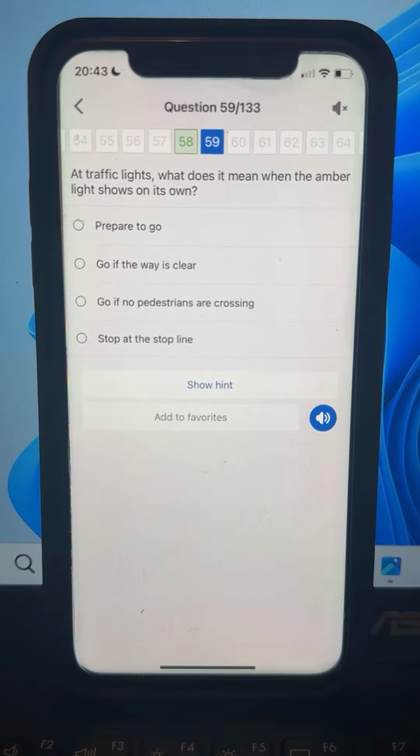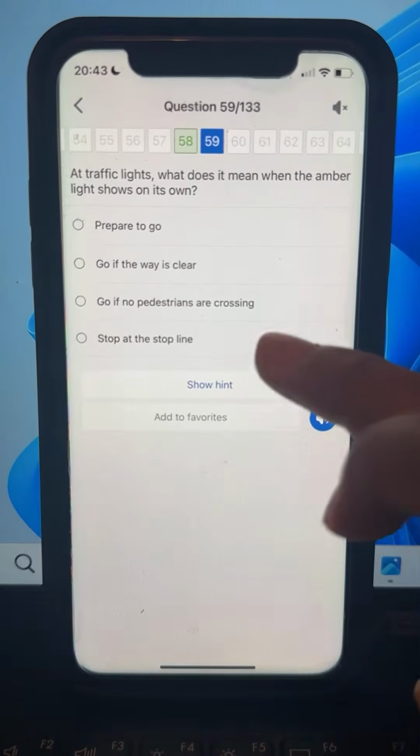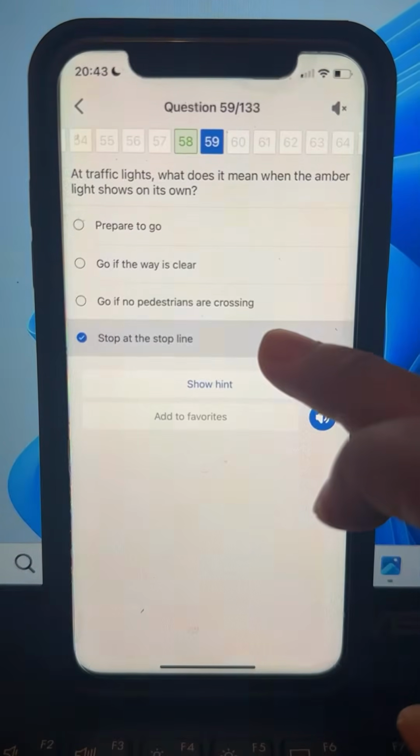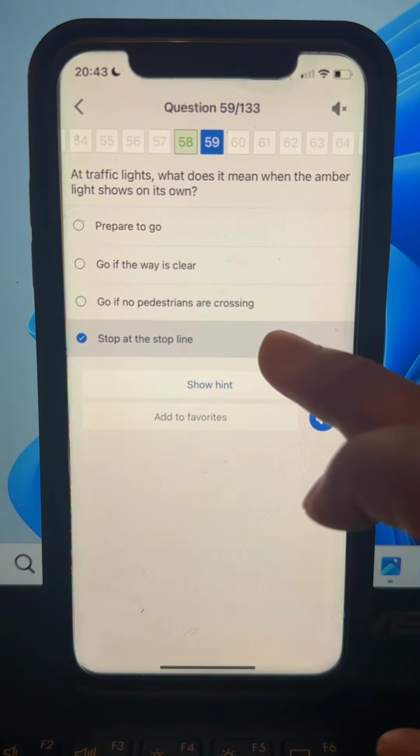It's not prepared to go because after the amber will be red. Okay. After the amber will be red. It's definitely not prepared to go. You should be stopping, not even preparing to stop, you should be stopping. Stop at the stop line, guys, unless you are too close to it, that maybe if you stop you cause an accident.